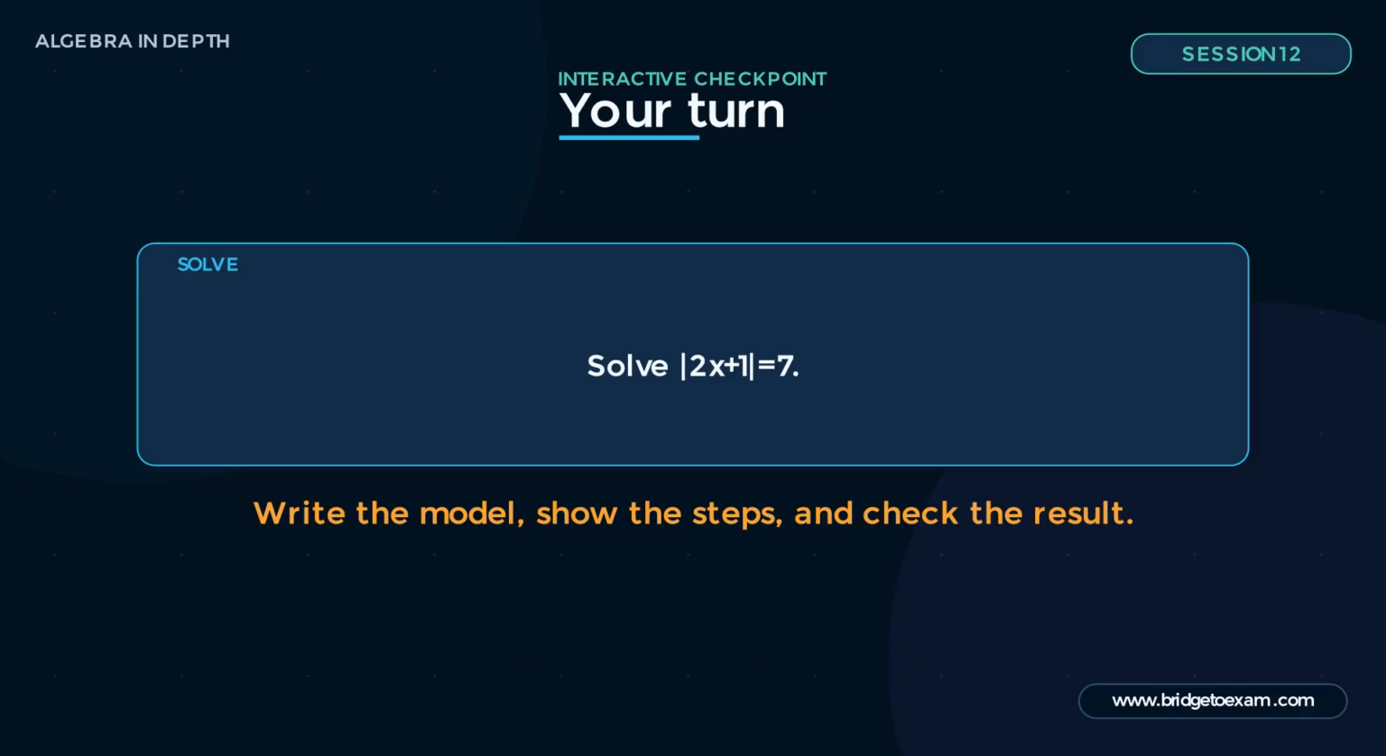Now it is your turn. Solve |2x + 1| = 7. Pause, write each algebra step, and use the next 6 seconds to finish your solution.